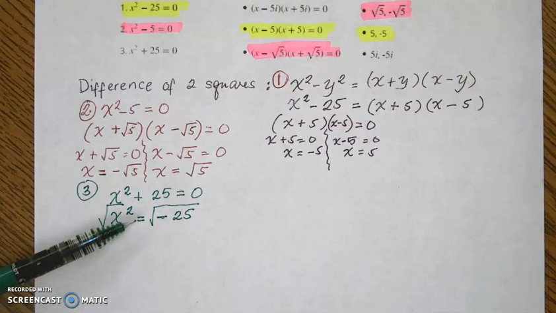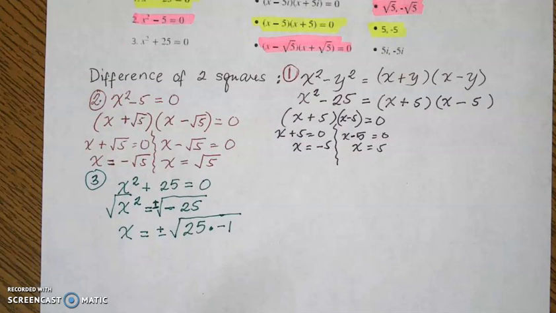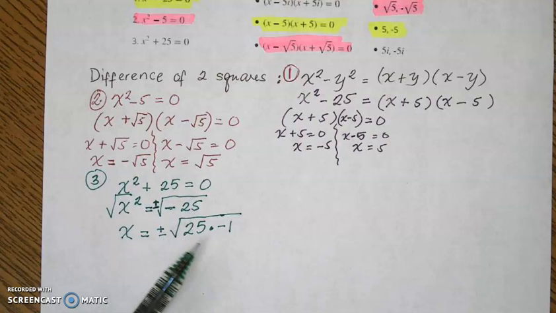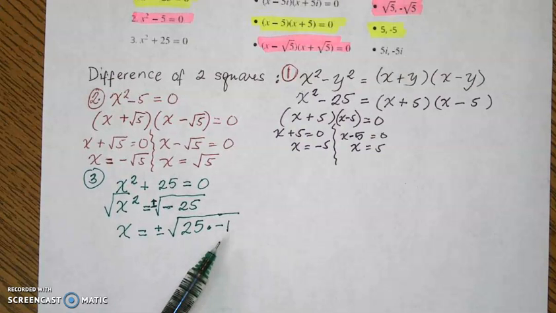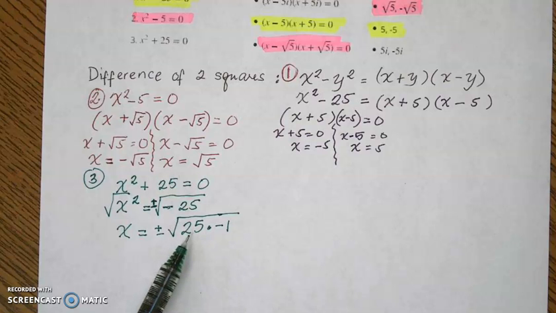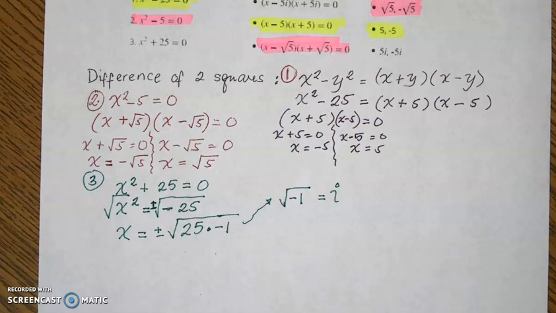Please remember that this is plus or minus. Understand that this is an imaginary number. Therefore, for us to be able to extract the square root of 25, it has to turn to a positive 25. The only way we can do that is by factoring out the negative 1 in the negative 25, making the expression become square root of positive 25 times negative 1. And you all know that the square root of negative 1 is an i.